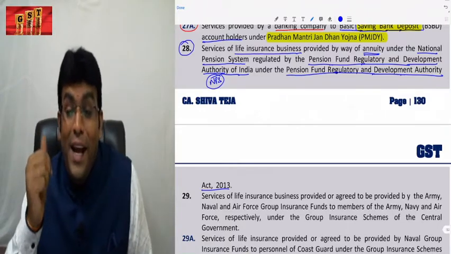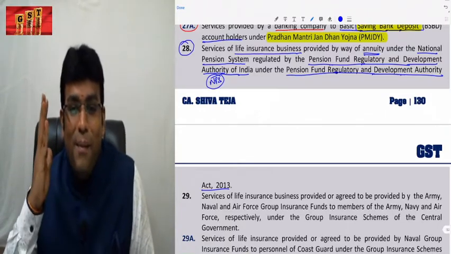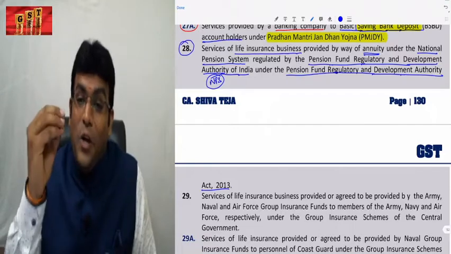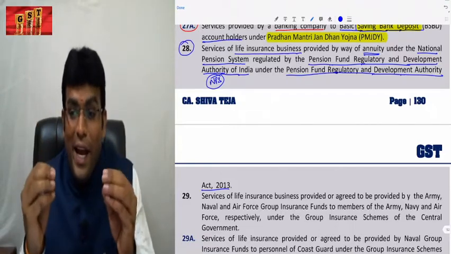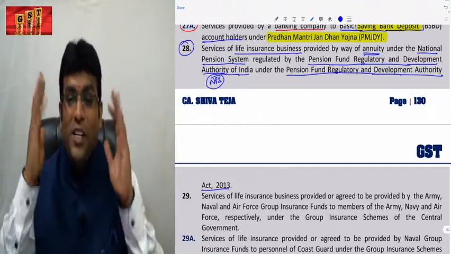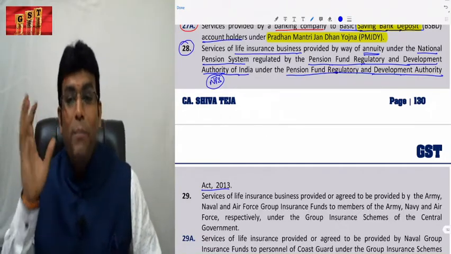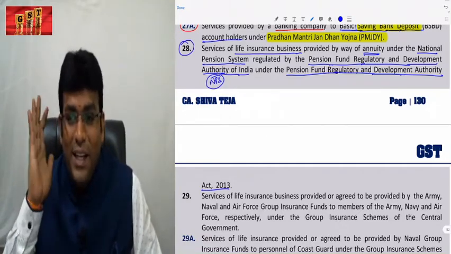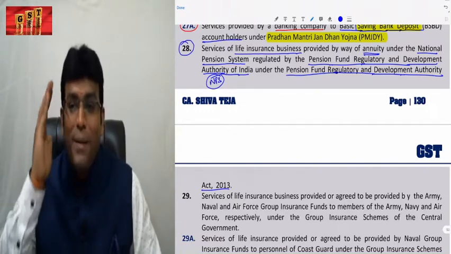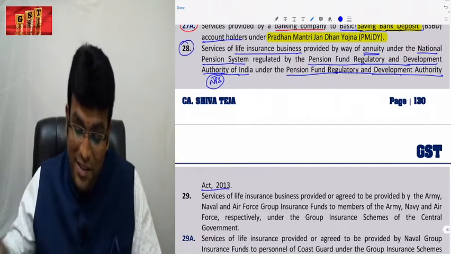Obviously, we learnt that services by SEBI are exempt, services by ESI Corporation are exempt, services by Employee Provident Fund Organization are exempt. All government regulatory bodies, all government bodies, whatever services are given by them, it is straight away exempt, my dear friends. This is an interesting point.